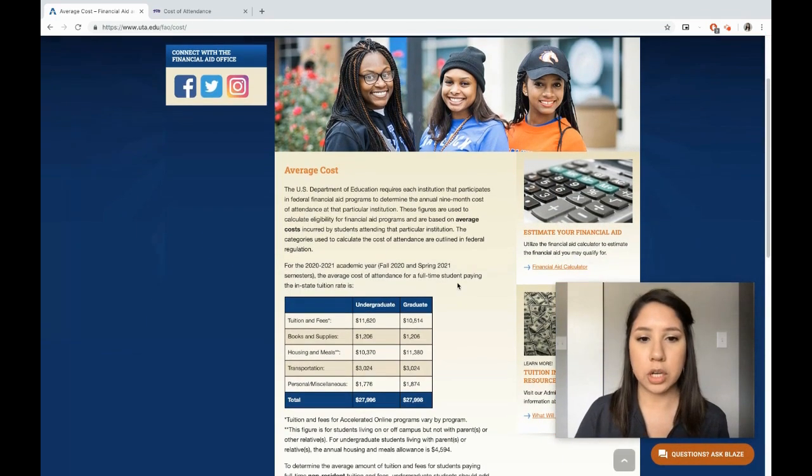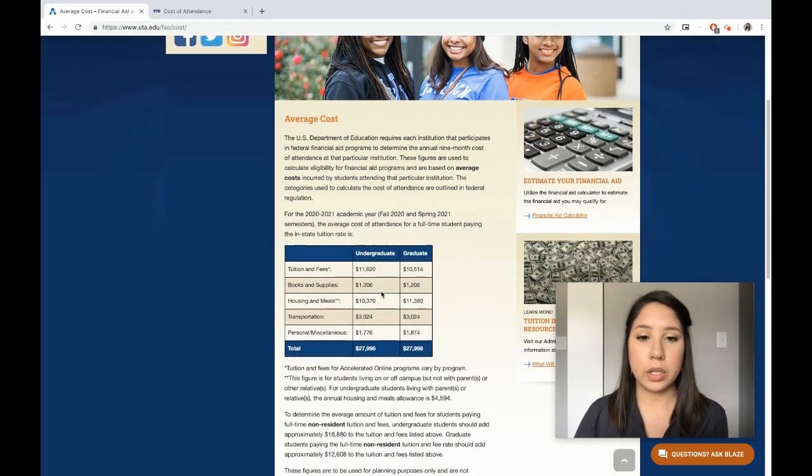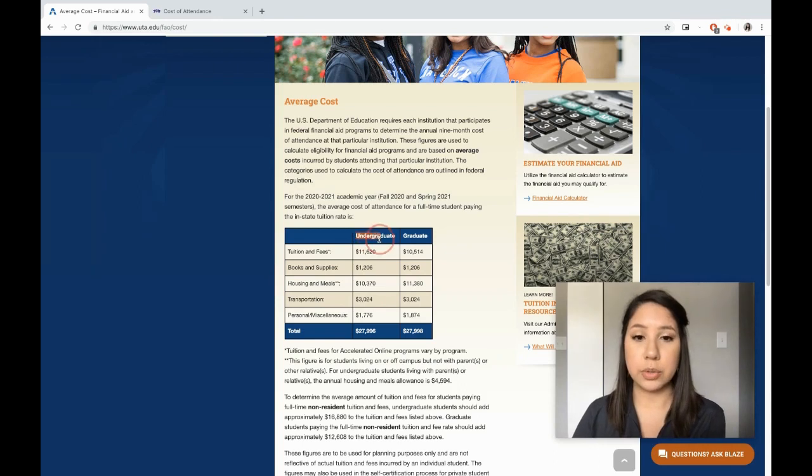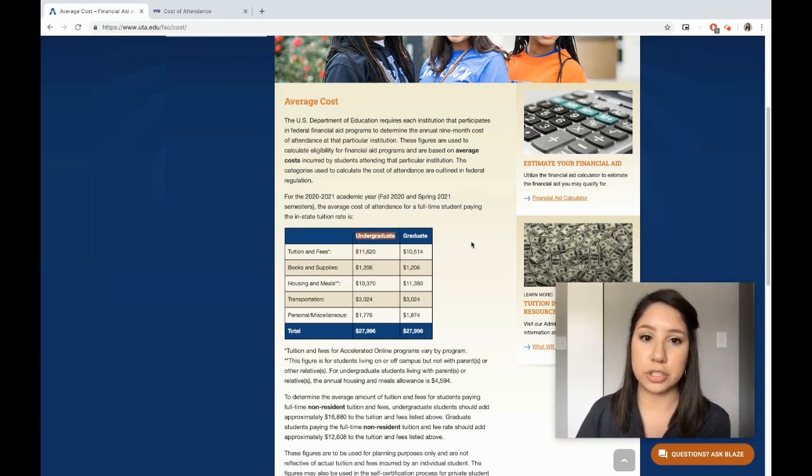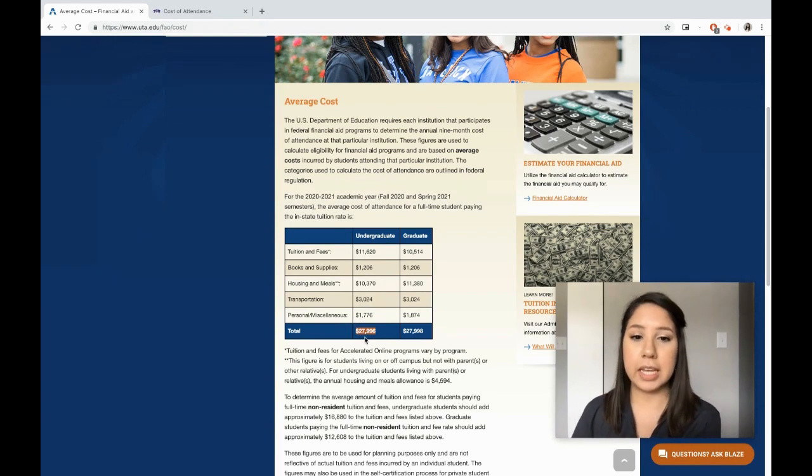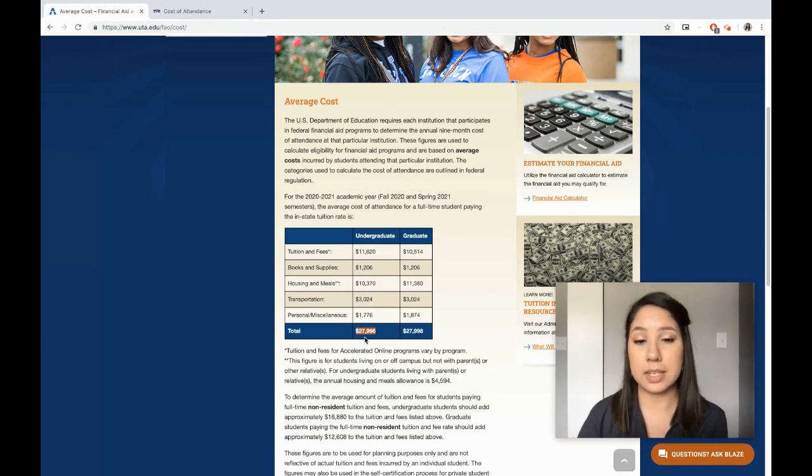So here we have average cost, and it's going to be for the 2020 to 2021 academic year. So the next school year. You're going to want to look under undergraduate because these are students who are entering college for the first time without a bachelor's degree. Here we have all the categories that we talked about earlier: tuition and fees, books and supplies, housing and meals, transportation, and personal miscellaneous. So they have the approximate cost for all those different categories and the total cost at the bottom. So an undergraduate at UTA for 1 year is going to cost $27,996.